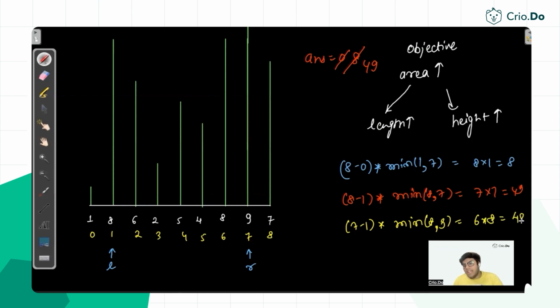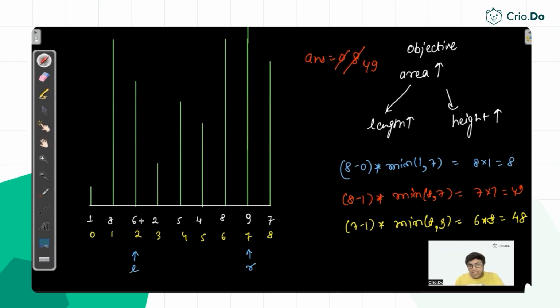What is the overall area? Area is 48. It is not better than 49, so we will not update the answer, but still, what should I do again? Should I discard the 8 height or should I discard 9 height? Will discarding 9 height give any benefit? No. Actually, discarding the higher height will not give any benefit. Discarding the smaller height might give a benefit. Might not be, but might give.